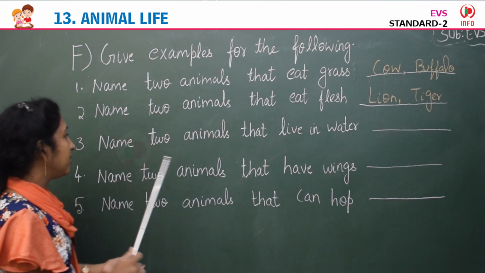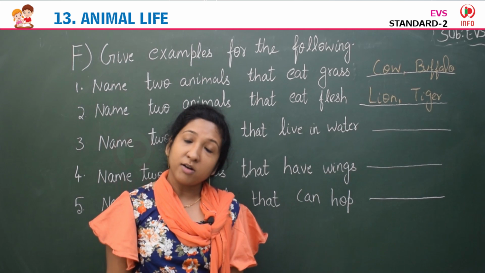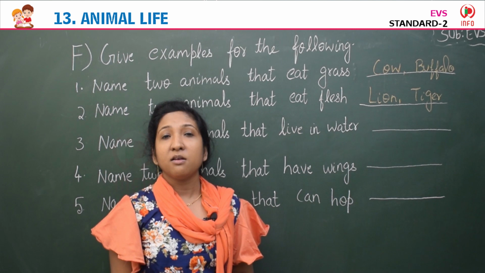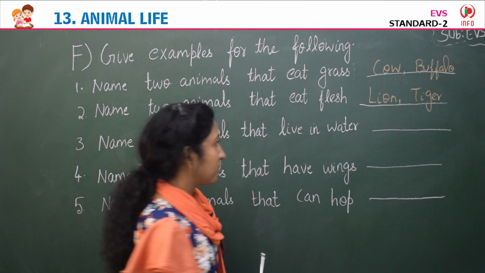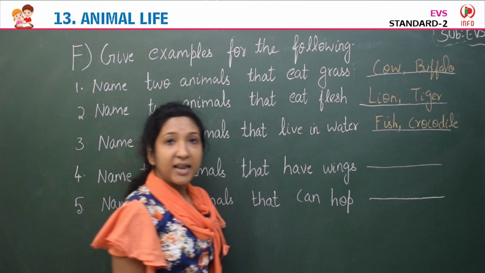Then third, name two animals that live in water. Any two animals that live in water. Fish lives in water. Frog lives in water and also on land. Crocodile, tortoise, turtle, different kinds of fish we would learn. Clownfish, starfish. So you can write fish, F-I-S-H, fish. Then you can write crocodile, C-R-O-C-O-D-I-L-E, crocodile.